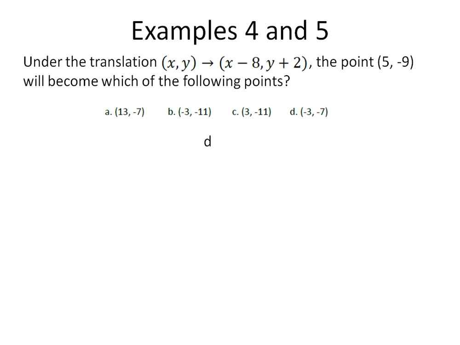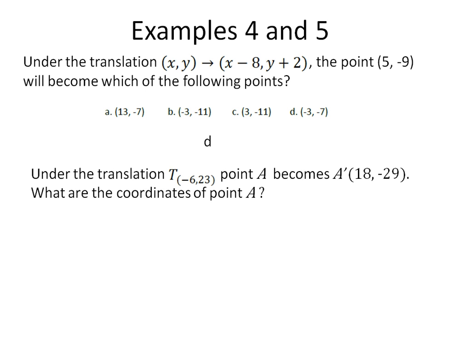Okay, example 5. Under the translation (negative 6, 23), point A becomes A prime, which is (18, negative 29). So what they've told us here is the result of the translation. They want us to go backwards and find the original point. So instead of doing what it says here, we're going to subtract each of these from the number that was the result.